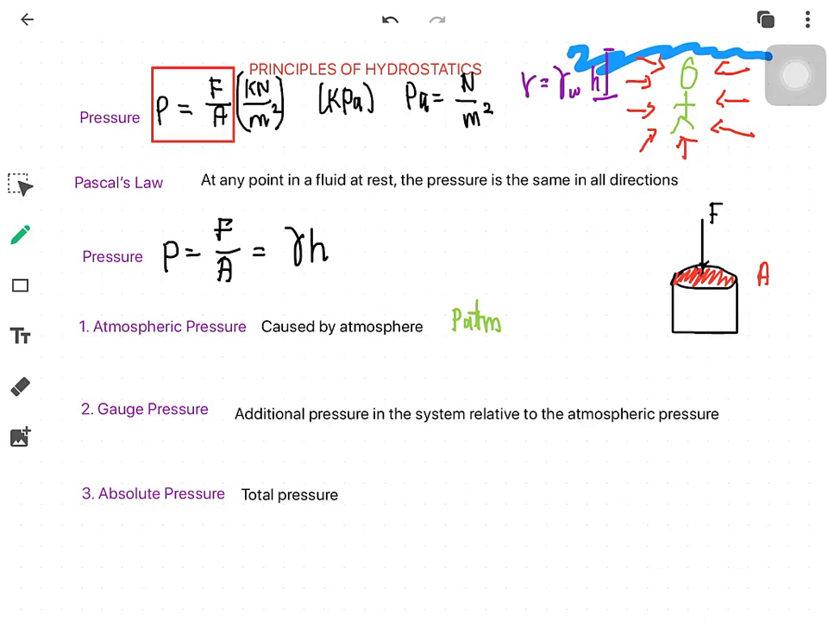And then the gauge pressure, or the P gauge here. It is the additional pressure in the system relative to the atmospheric pressure. So the gauge pressure is relative to the atmospheric pressure. And then the last is the absolute pressure. Absolute pressure is the total pressure. So meaning, the P gauge plus the P atmospheric, or the atmospheric pressure, is equal to the absolute pressure.